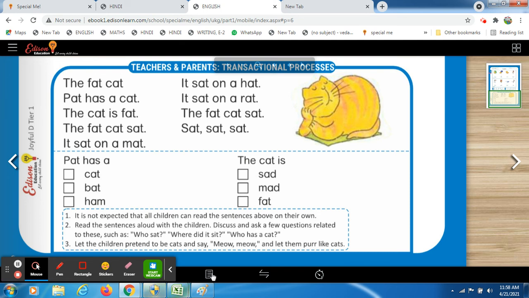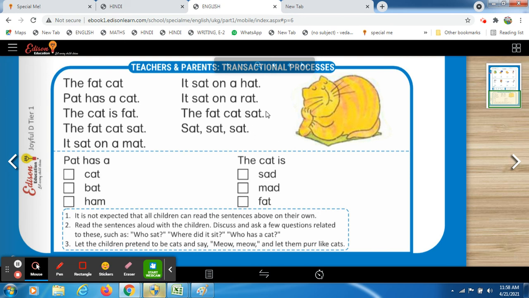And now I will ask a few questions. Okay, so you have to give me the answers. So tell me, how's the cat? Cat is thin or fat? Cat kaisi thi? The cat is fat. Cat kaisi thi? Fat thi, right?